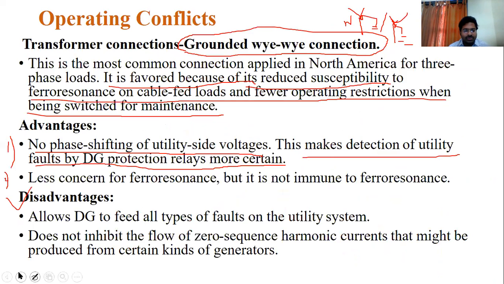So what is the point? This makes the detection of utility fault by DG protection relays more certain. Because of using this transformer, the relay's identifying capability, the protection of that DG, may increase. Then what is the second one? Less concern for ferro resonance.